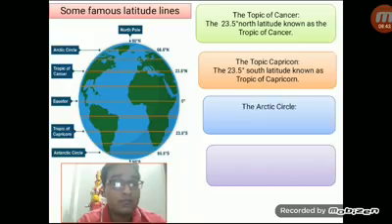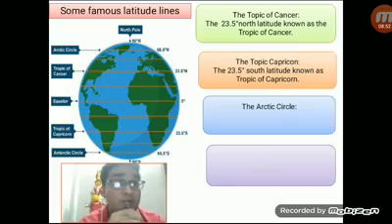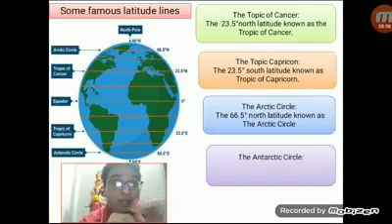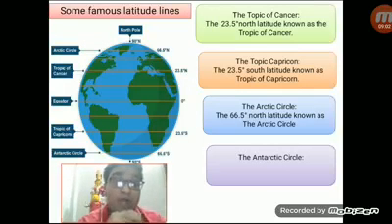Next, the Arctic line. The 66.5 degrees north latitude is called the Arctic line. So this is the definition. And at last, the Antarctic line. Okay, it will be just vice versa. The 66.5 degrees south latitude will be called the Antarctic line. So this is the definition.